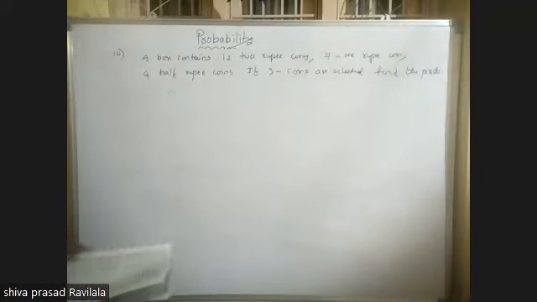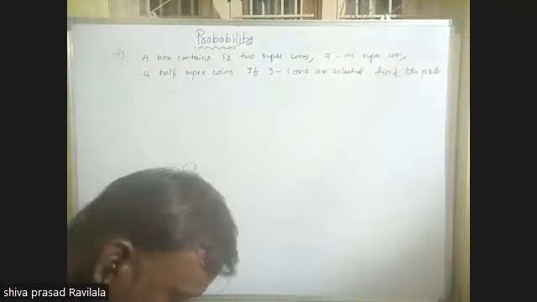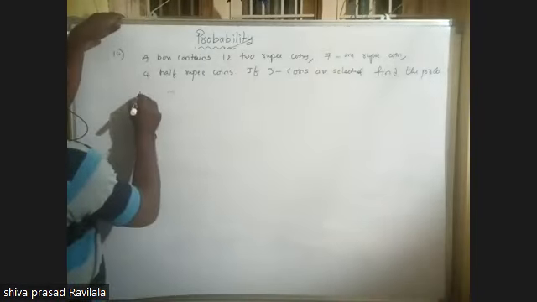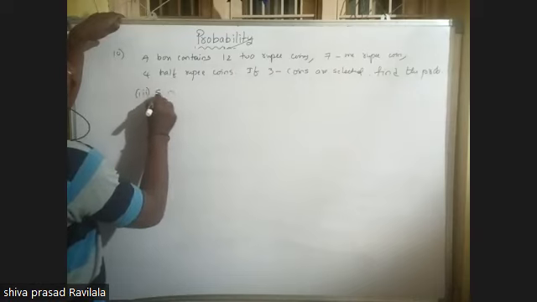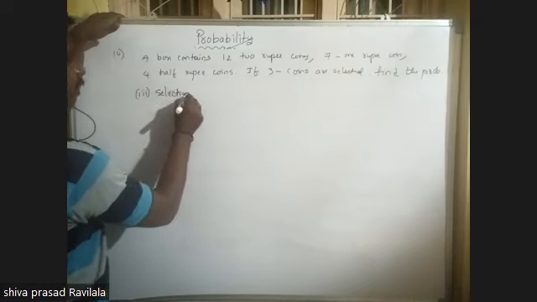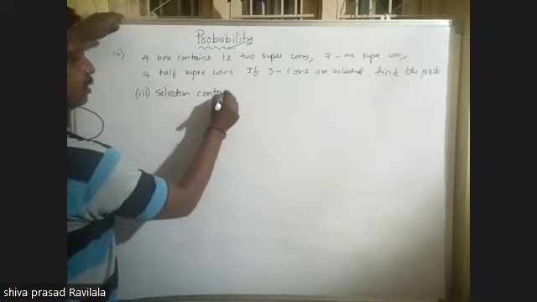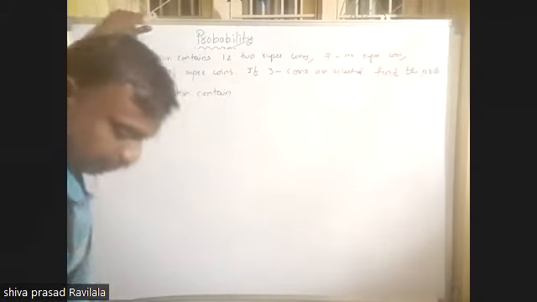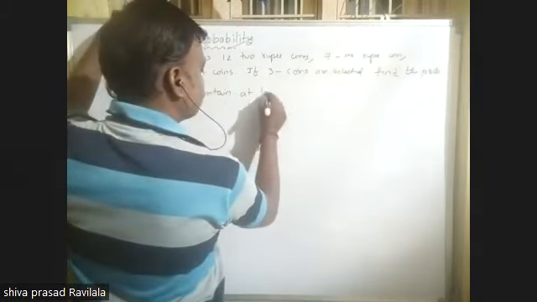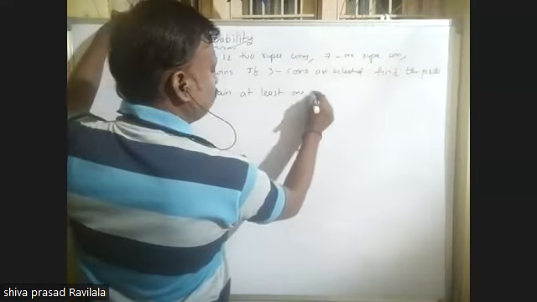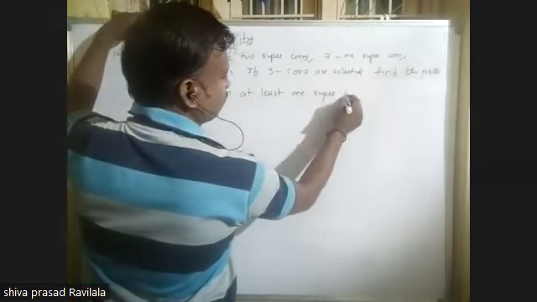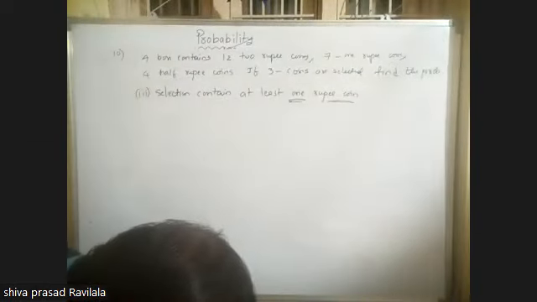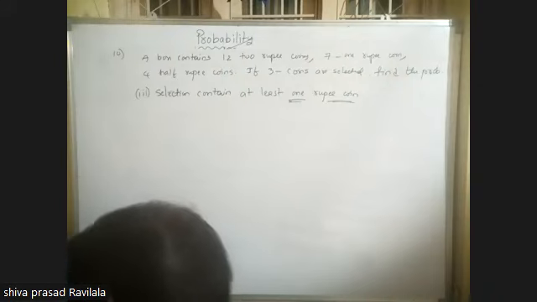There are 4 questions. I am explaining the third one and the fourth one; 1 and 2 are very easy. Selection contains at least 1 rupee coin. Later we discuss the first and second. Underline that one. And the second one: all selected 3 coins have the same value.